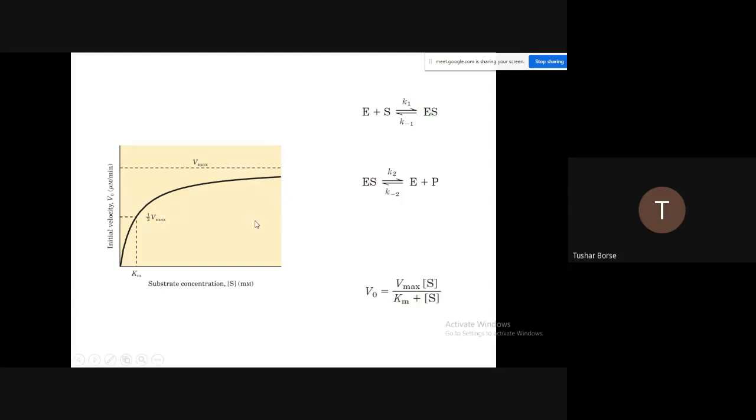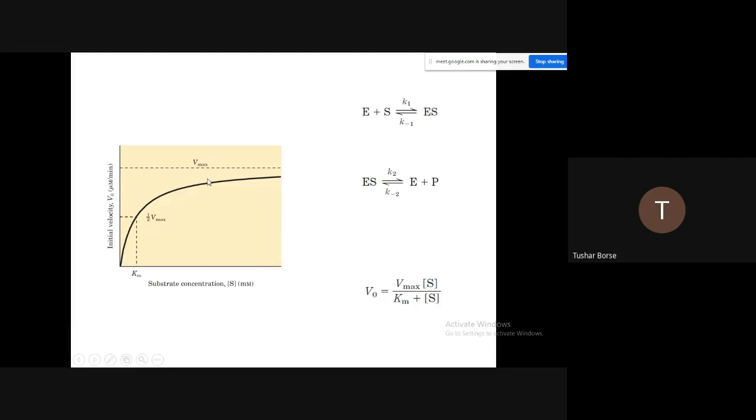Now, after plotting the graph, the type of graph you see is that initially the velocity is increasing. But after some concentration of the substrate, this increase in velocity is not exactly doubling. There was a small decrease in the velocity, and again at higher concentrations the velocity goes on decreasing, and at some point we come to a plateau region. So you get a graph which is like this.